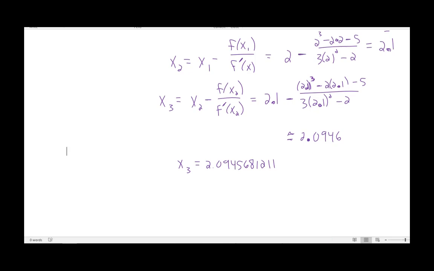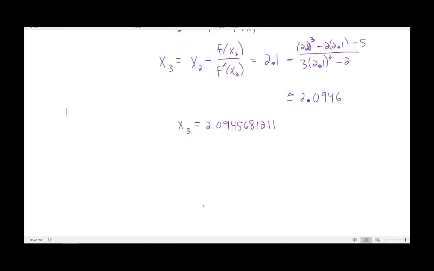So if I continue this process, write x4. So x4 is going to be in terms of x3. So I'm going to have x4 equals x3 minus f at x3 over f prime at x3.